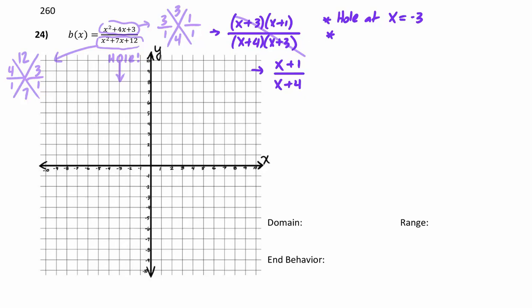Okay, so we can see from the numerator right there that my x-intercept is going to come from -1. -1 plus 1 makes 0. -1 plus 4 makes 3. And 0 over 3 is 0. So an x-intercept at x equals -1. Those only come from the numerator.